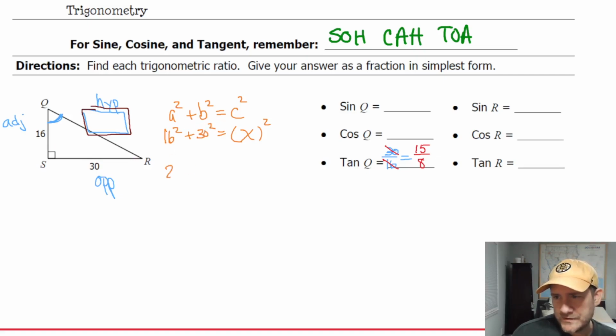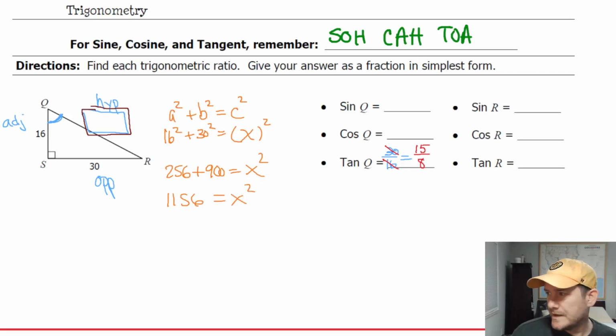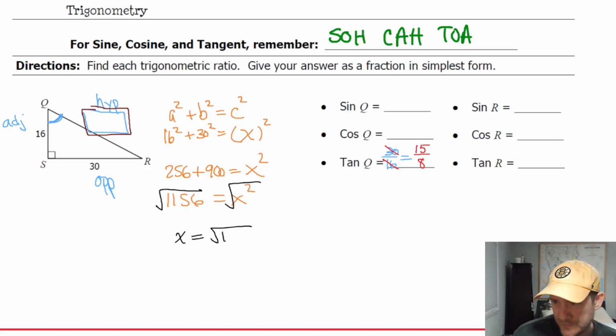Now 16 squared is 256, and 30 squared is 900, and that's going to give us x squared. So adding those up, you get 1156, which equals x squared. And then you take the square root of both sides. And so you get an answer of x equals root 1156. And I think that comes out cleanly, right? You should always check. If you leave your answer as a radical, then it might not be simplified all the way, so you should at least check.